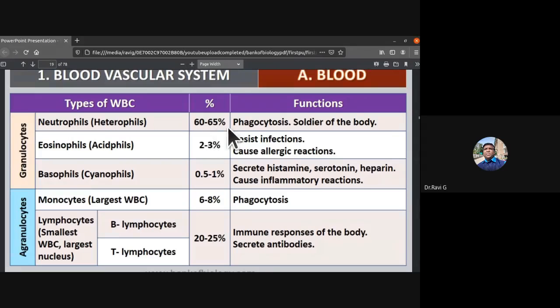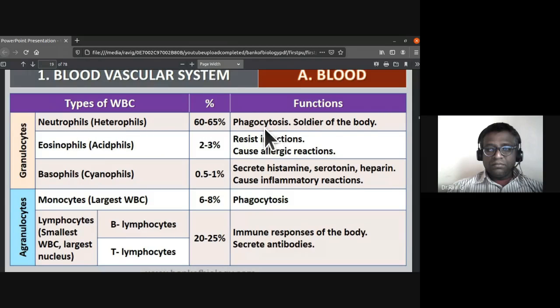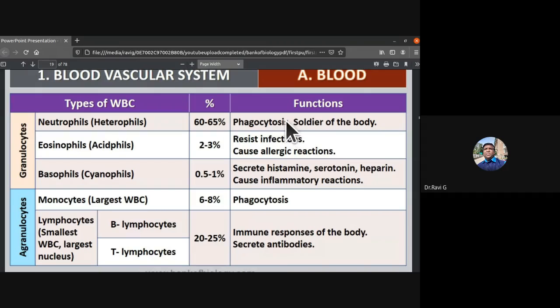So 60 to 65% of the total WBC is made up of neutrophils. The function of neutrophils is phagocytosis, the soldier of the body. Cell eating, we call it phagocytosis. Any microorganism they come across, they are going to eat them up. That is, they form a food vacuole and digest them. So neutrophils or heterophils are considered the soldiers of the body.